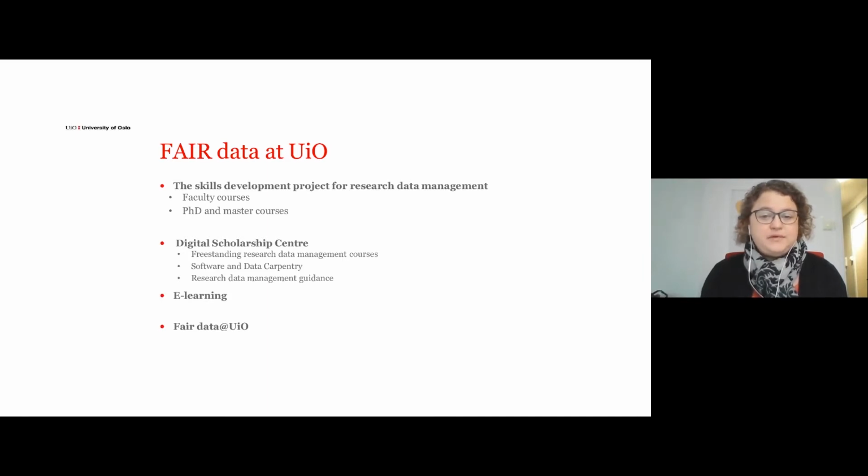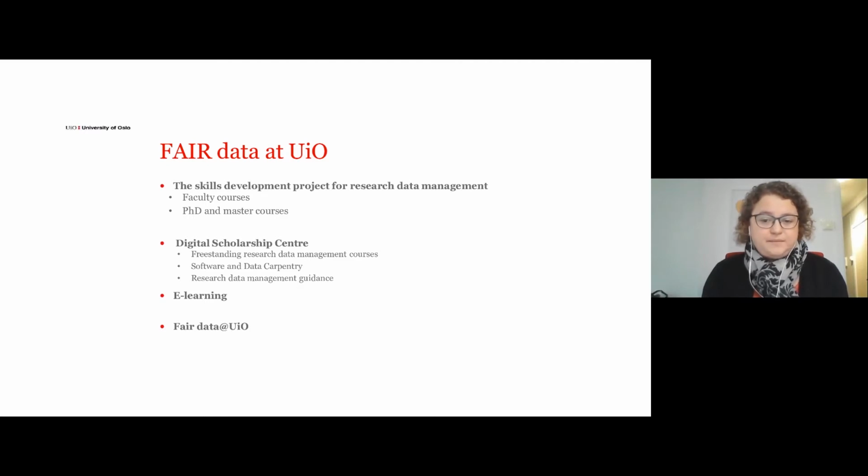So talking about UiO, we're doing a number of activities. Barbara mentioned the UiO Skills Development Project for Research Data Management that we set up in late 2017. This is a project really following up on recommendations related to skills challenges within the institution.